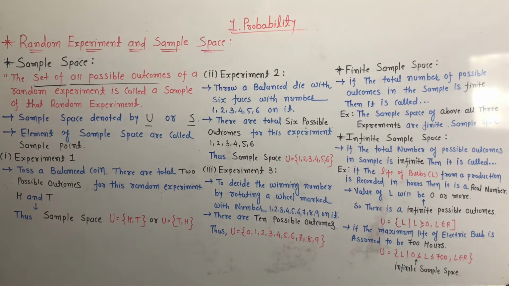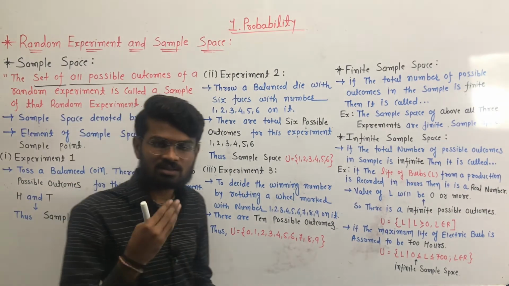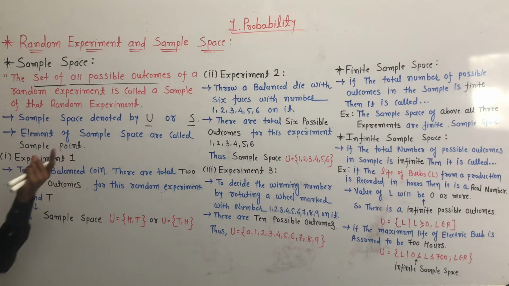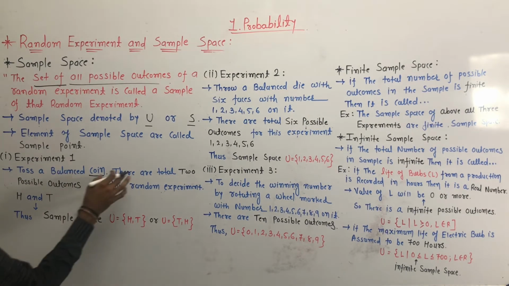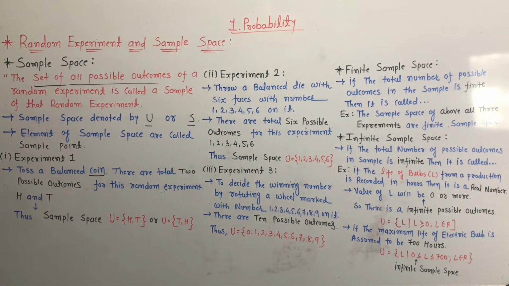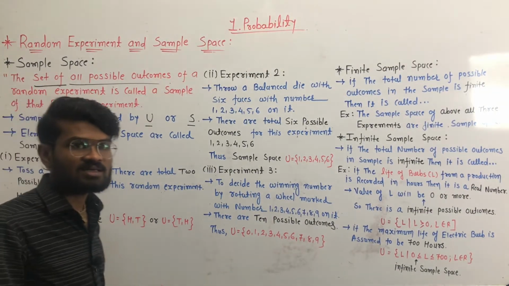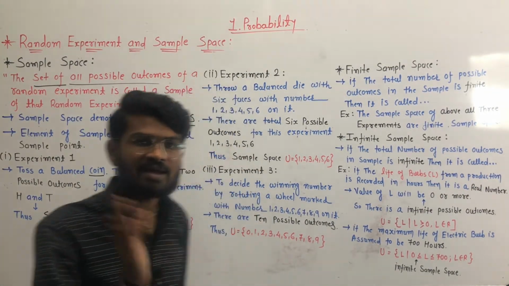Elements of a sample space are called sample points. For example, in a random experiment we are conducting 3 experiments. In experiment 1, we toss a balanced coin. There are a total of 2 possible outcomes, H and T, meaning head and tail. If we toss a balanced coin, there are 2 possible outcomes, head and tail.